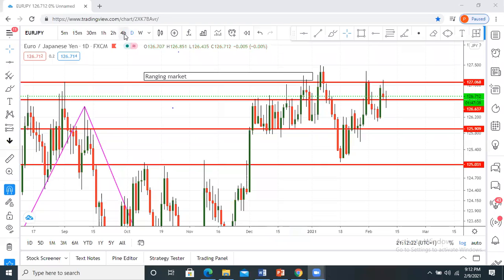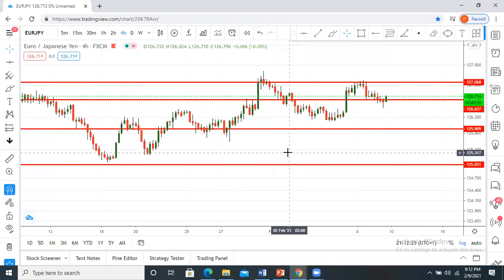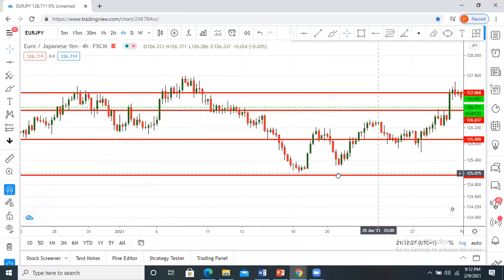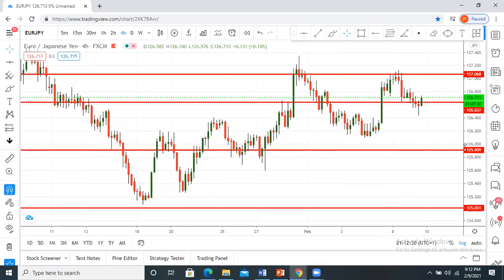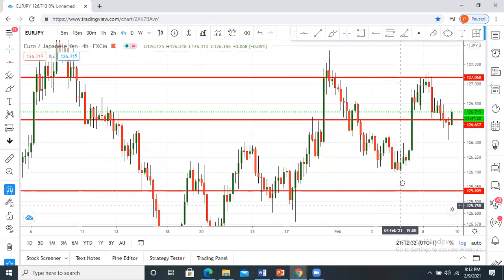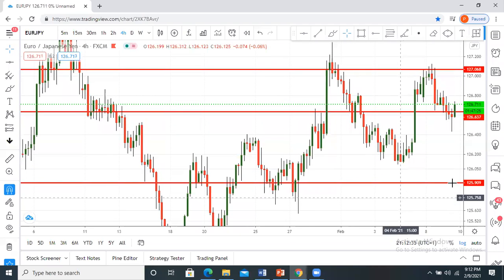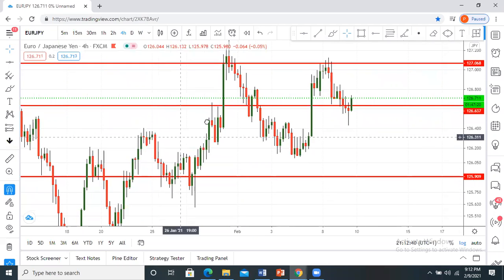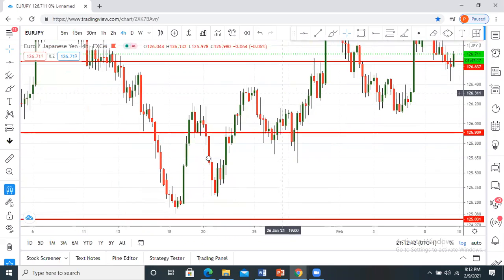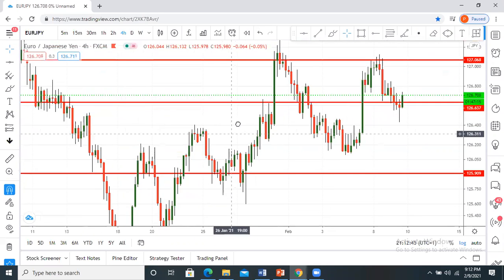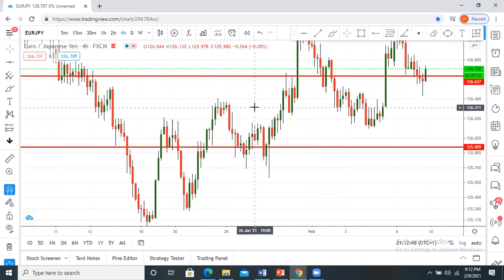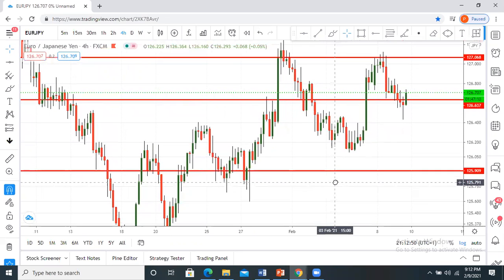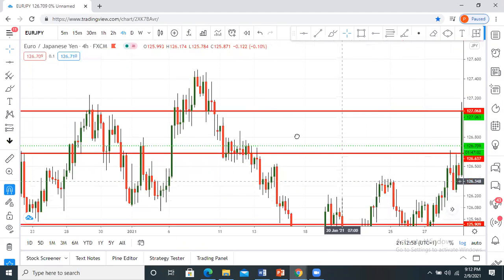Now let's bring it down to the 4 hours. The same market, but it's now on the 4 hours. According to the 4 hours, is it ranging or trending?